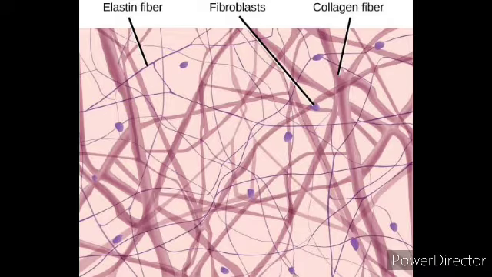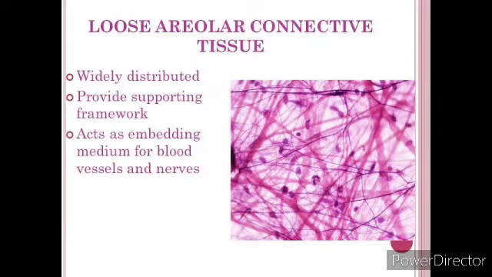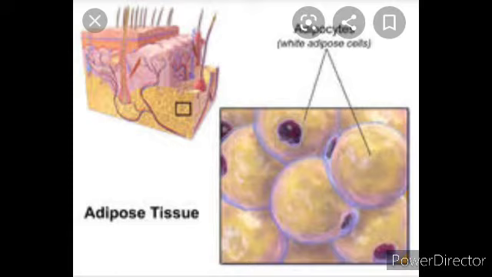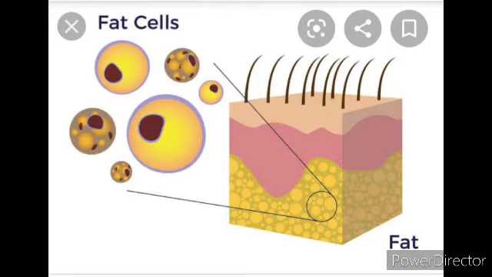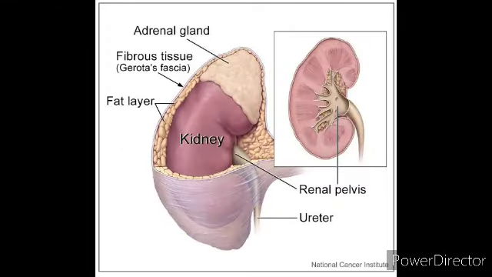Areolar connective tissue. These are irregularly shaped cells. They fill space inside organs and support them. These are found between skin and muscles, around blood vessels and nerves. Adipose connective tissue: cells of these tissues are filled with fat globules. It is found between the skin and around internal organs like kidneys and acts as an insulator.